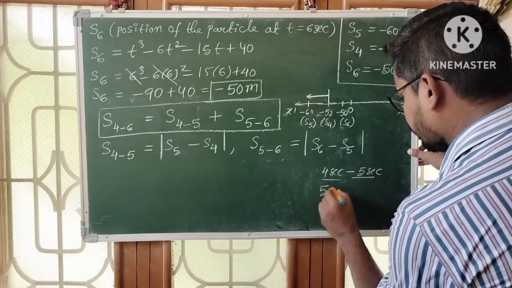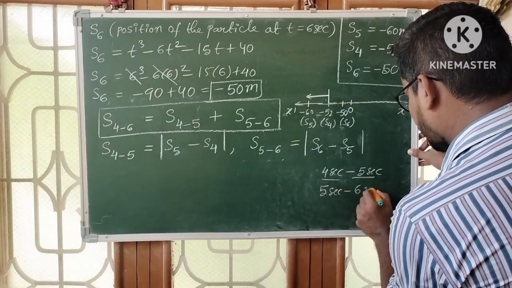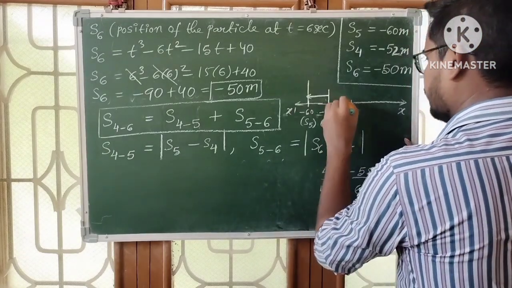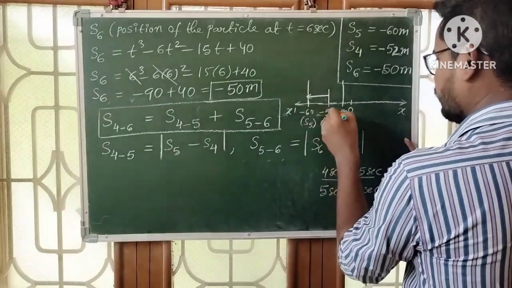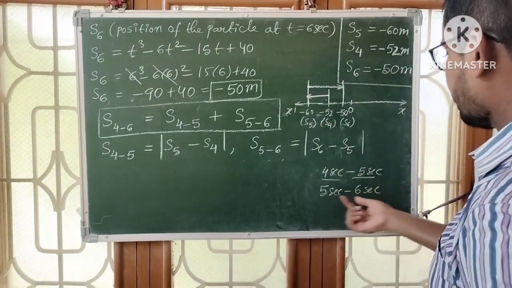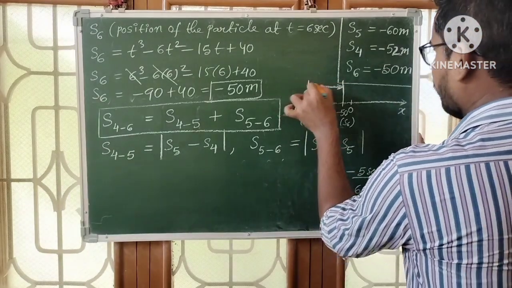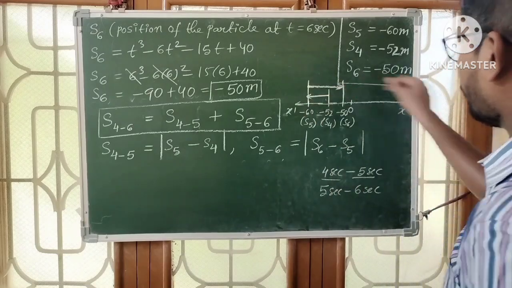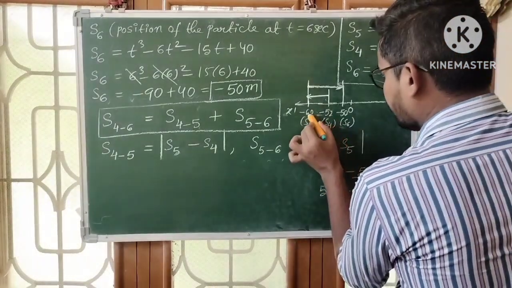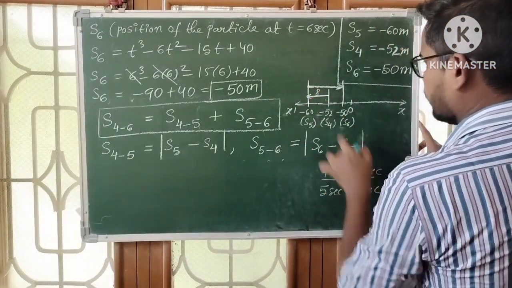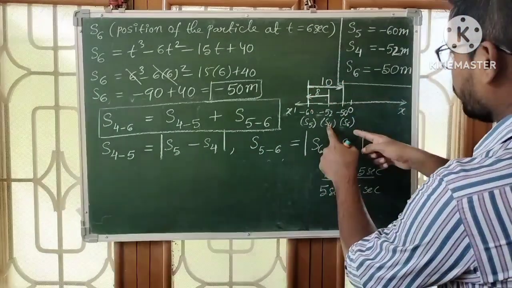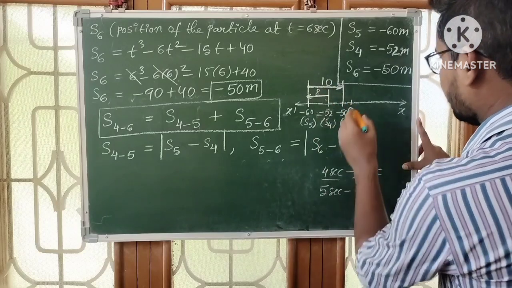Now from 5 seconds to 6 seconds, let us see what the direction of the particle is. This is 5 seconds and 6 seconds. Minus 60 to minus 50 means forward. So from 5 seconds to 6 seconds, the particle moves forward in the direction. Forward means positive, backward means negative in general. So total distance covered: 60 to 52, 8 meters. 60 to 50, 10 meters. So total distance travelled by the particle from 4 seconds to 6 seconds is 10 plus 8, 18 meters.